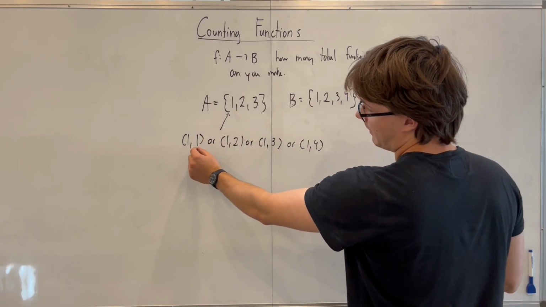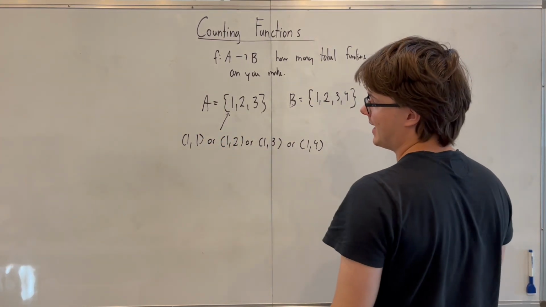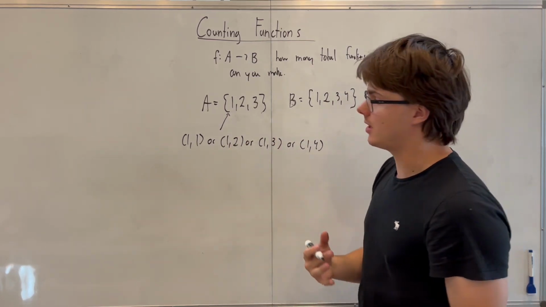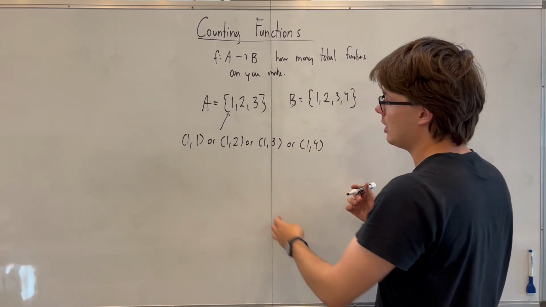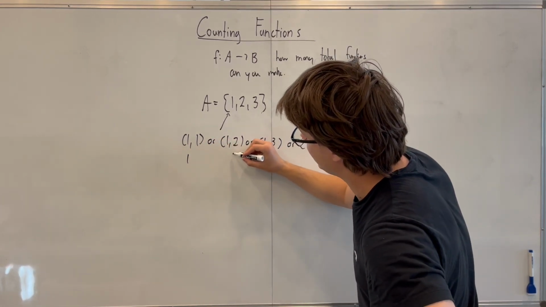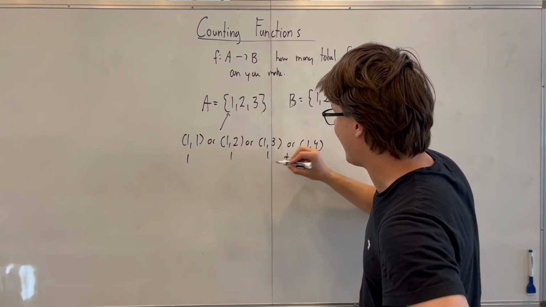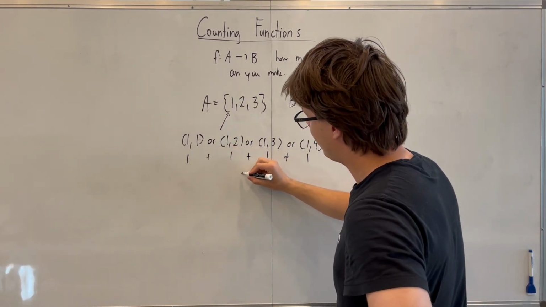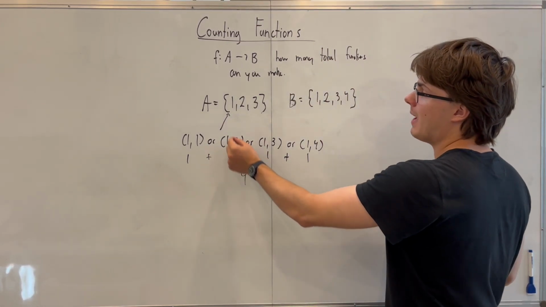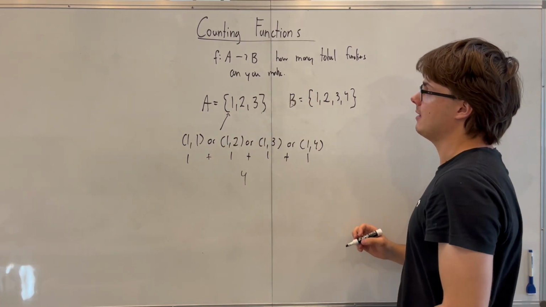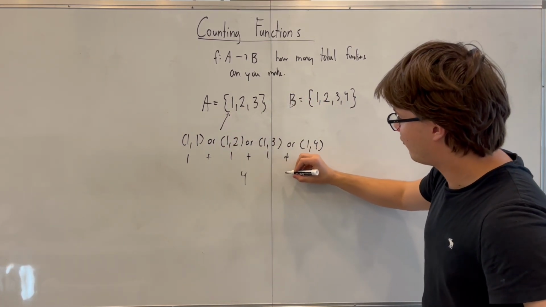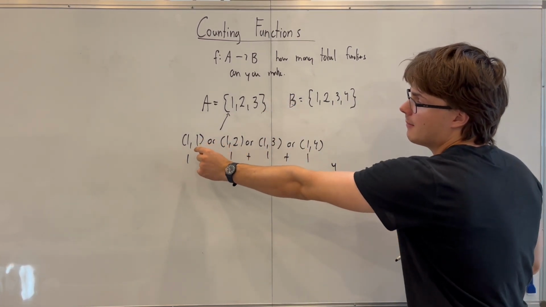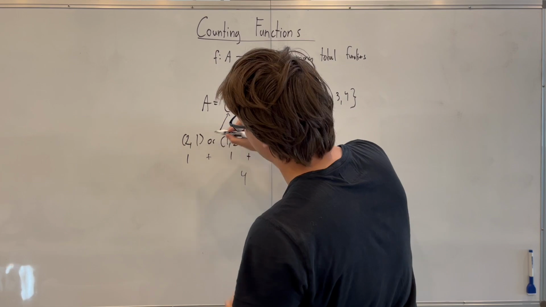So 1 cannot be mapped to both of these at the same time. It has to be one of these 4, cannot be more than one of these at the same time by our definition of a function. So note there's 1 possibility here, 1 here, 1 here, 1 here, and we add them up because they cannot happen at the same time. So we have 4 ways of mapping 1 onto B. Similarly, you're going to find that there's 4 ways to map 2, and 4 ways to map 3, because you just replace the 2 here.